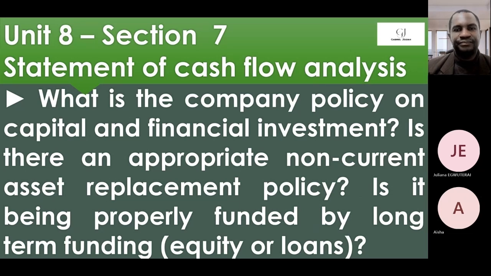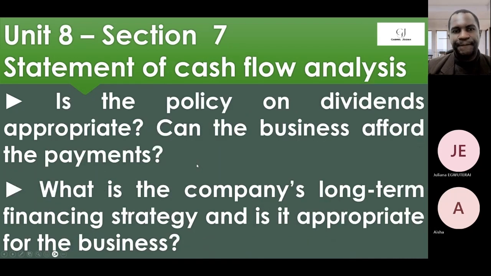What is the company policy on capital and financial investment? Is there an appropriate non-current asset replacement policy? Is it being properly funded by long-term funding? Is it equity or loans, like we just saw in the quadrant analysis? Very important question to ask in your SCF analysis.